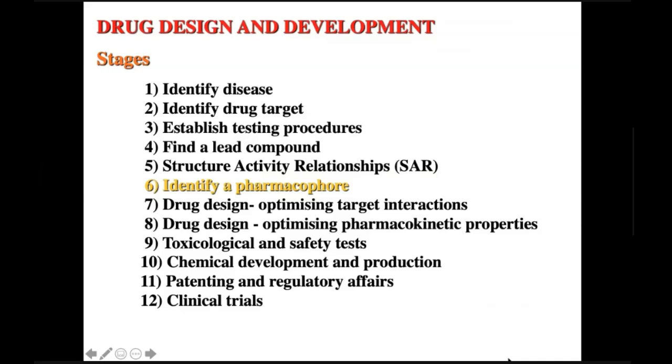So the next topic is pharmacophore analysis. If you look at these, these are the various stages of the drug discovery process, drug design and development. So identification of disease, identification of drug target, establishing the testing procedure like biochemical assays, cell line assays, finding a lead molecule through that, then doing the structure activity relationship. While doing the structure activity relationship, it is very essential to identify the pharmacophore, right?